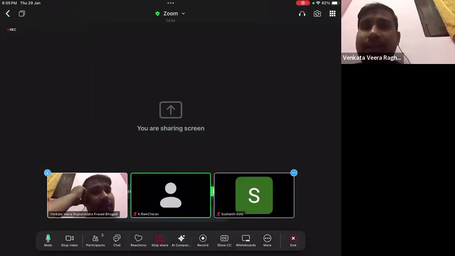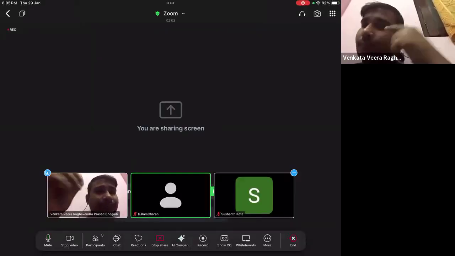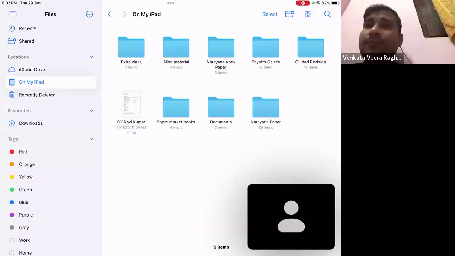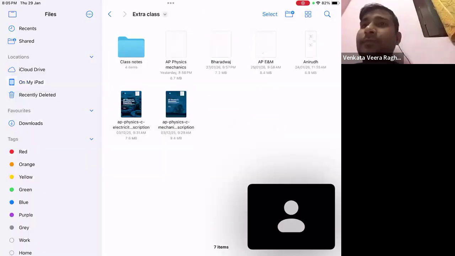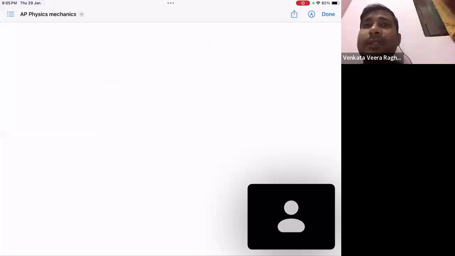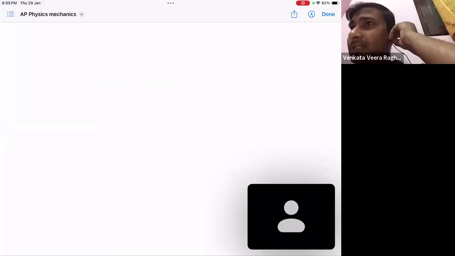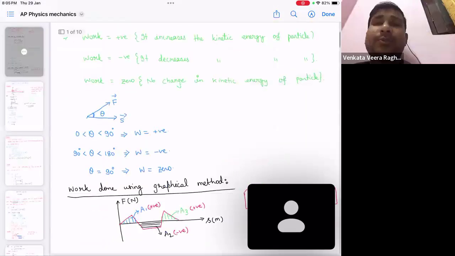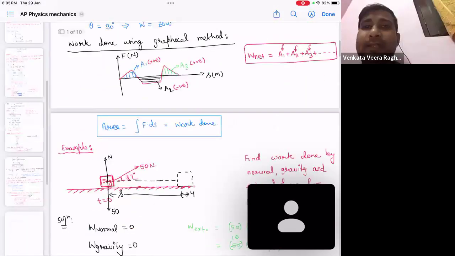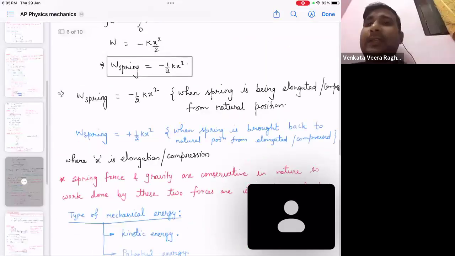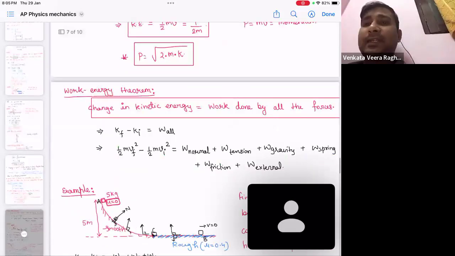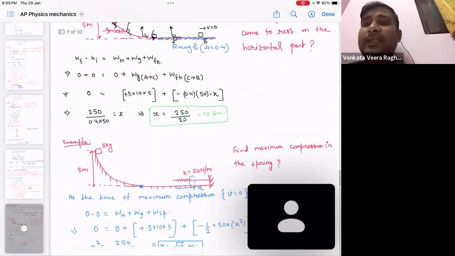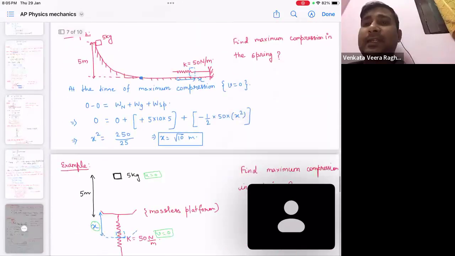Okay, let's start now. So, in the last class, we discussed up to what? Up to the work energy theorem, isn't it? And in the work energy theorem, what do we do? We relate the work done by the forces with the kinetic energy of the particle. This is the last example I gave.